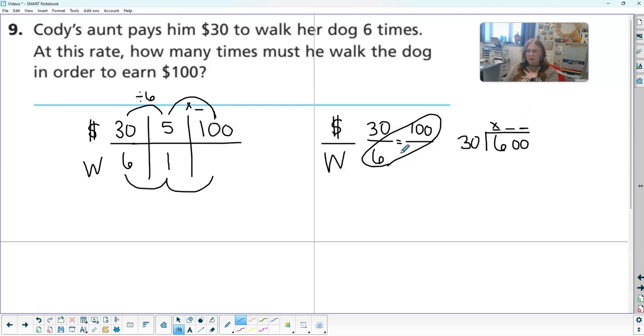So I like this way better because it's the same every time. I set it up, I cross multiply and divide every time. This one I have to do a little more thinking, but it also gets me to the same answer. I find the unit and then apply, but you've got to make sure you're setting it up in the right way. Both of them, you have to make sure you're putting the money together, the walking together.